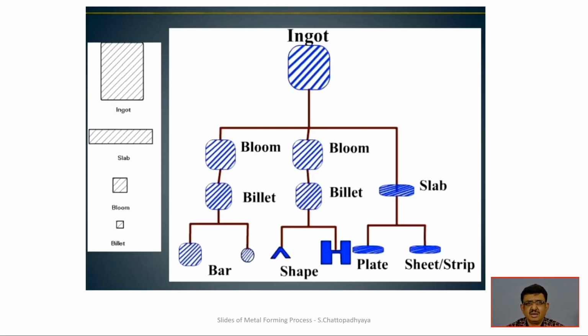Ingots come to bloom and slab, and from bloom to billet to bar, or from bloom to billet to some structural shapes with structural rolling. And then slab, with some thickness control, becomes plates, sheets and strips. So these will be formed from the operations.